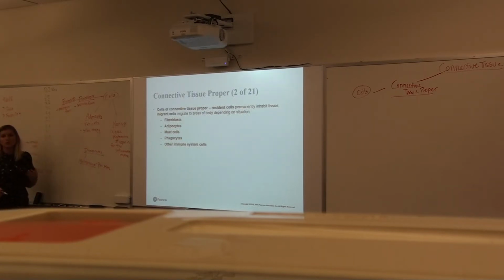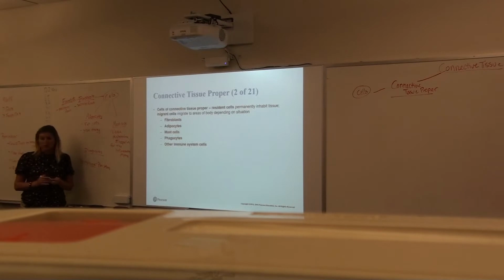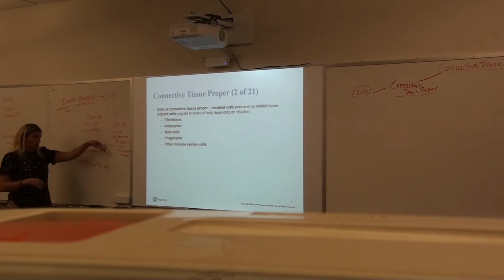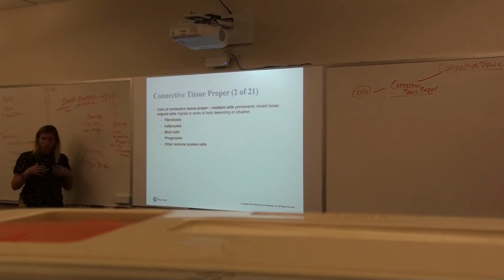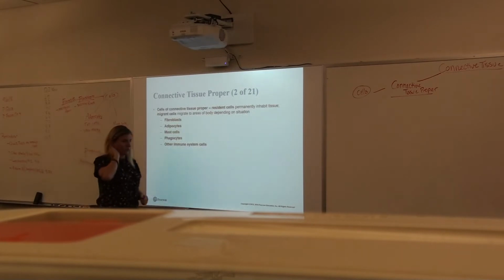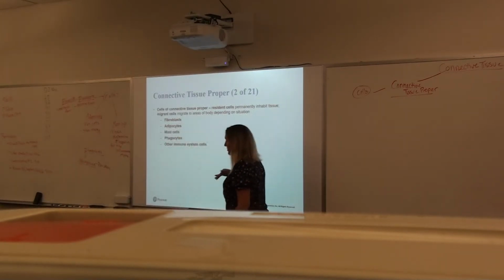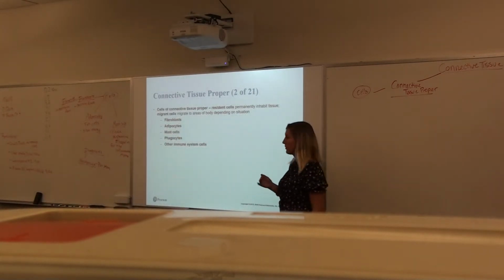And then there's other immune system cells in there, and we'll be introduced to them as we go. There's lymphocytes, which make our antibodies. There's dendritic cells, which are also going to work alongside mast cells. So there's a couple other types of cells involved there. But those are the main types of cells that we're going to see in our connective tissue proper.